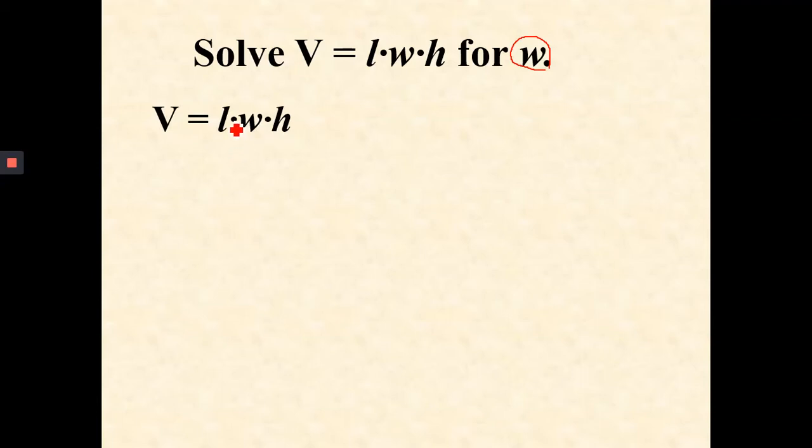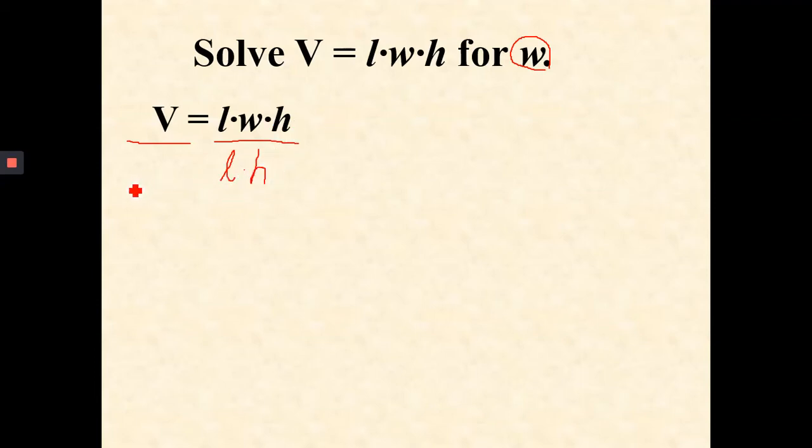Identify what is the operation between L and W. That is multiplication. How about here? What is the operation between W and H? That is still multiplication. And what is the inverse of multiplication? It is division. So we are going to divide both sides by L and then H. Okay? We can do them at the same time.